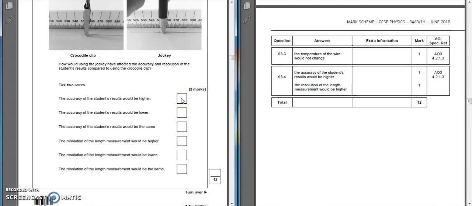Resolution is about the measurement between the 2 smallest points. So in a microscope, it would be the smallest distance that you could measure between points on a magnification. And here, obviously, it's going to be a higher resolution because you can measure to the closest millimeter rather than to the closest couple of millimeters. So we're looking at a higher resolution, which is going to be the third from the bottom one as well. Okay, question 3 done. Ready for question 4.